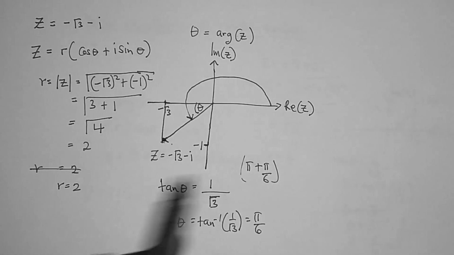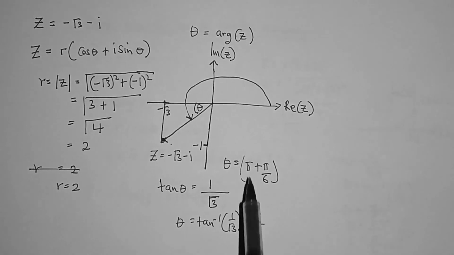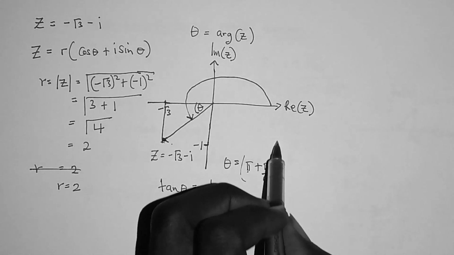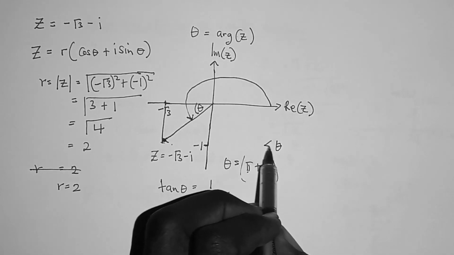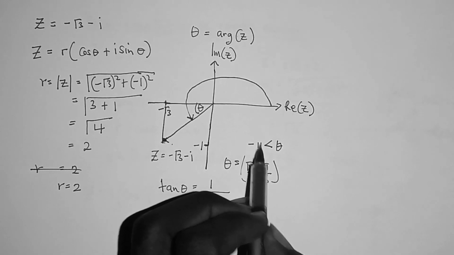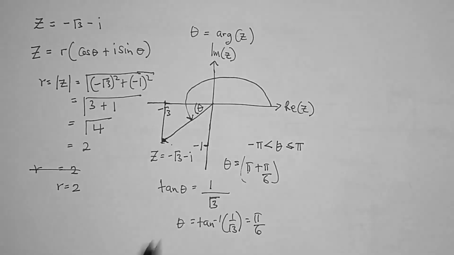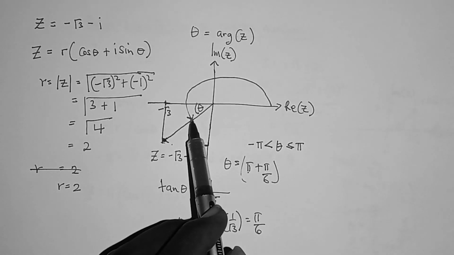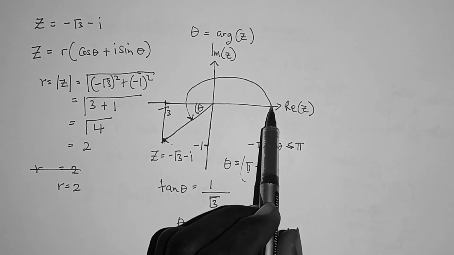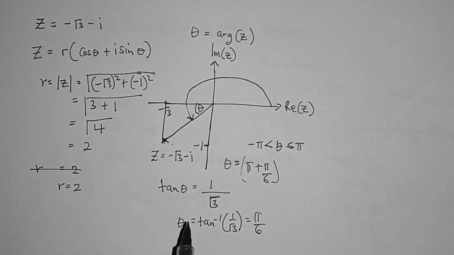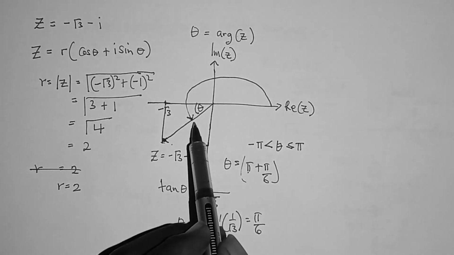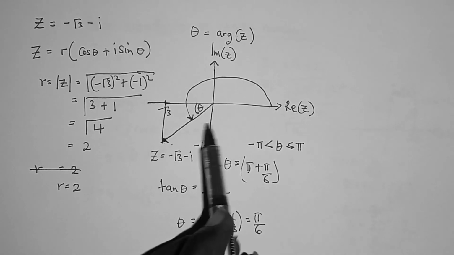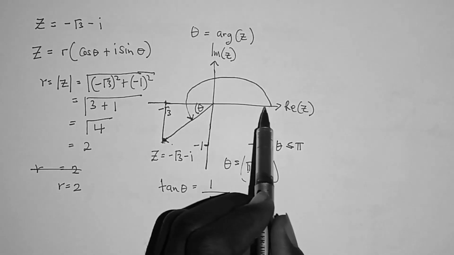However, we are not going to use this as theta because if you add pi over 6 to pi, it is going to be greater than pi. And remember that we said that the principal argument, which is theta, must be greater than minus pi, but less than or equal to pi. So starting from the positive real axis to where the angle is, we would rather go in the clockwise direction. And if it is the clockwise direction, then theta is going to be negative. So instead of doing this, we are going to do this.